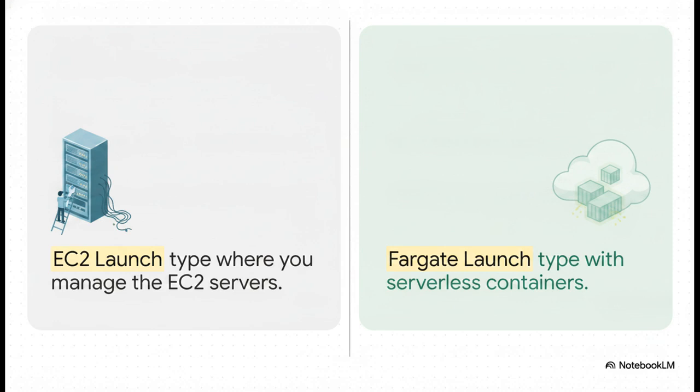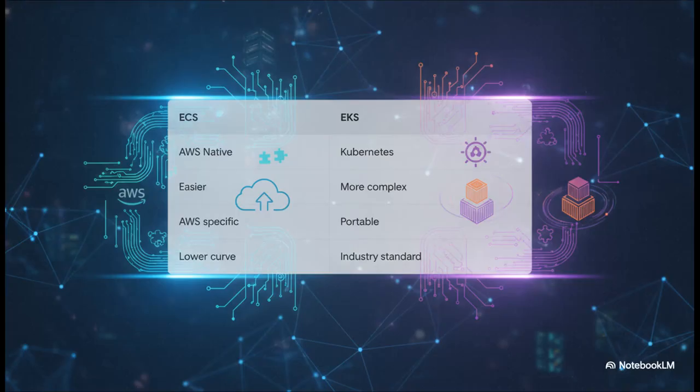Lock this word into your mind for the exam: Fargate. Fargate is the serverless compute engine for containers. You don't manage any servers at all. You just specify the CPU and memory your container needs, and AWS handles all the underlying infrastructure. Now, you might be wondering, okay, what about EKS? Well, let's break it down so you can nail those multiple choice questions.